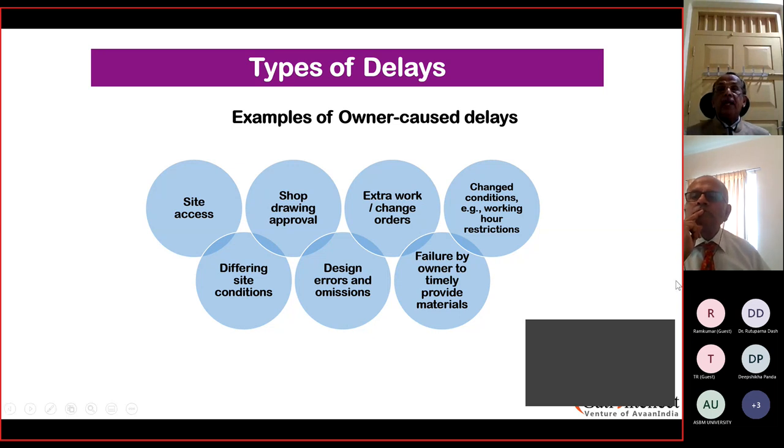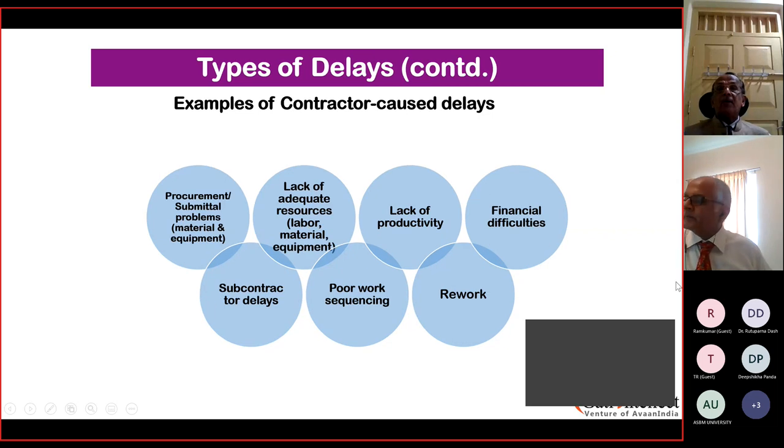Good, let's move to the next one. Contractor cost delays. Ram, are you ready to take over? Okay, Ram.